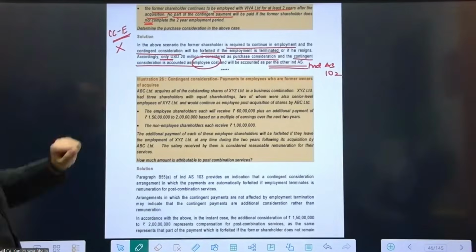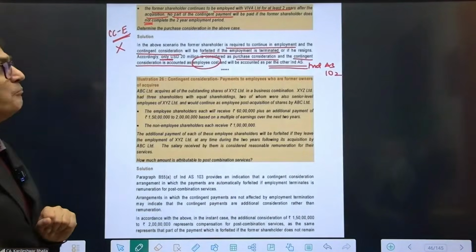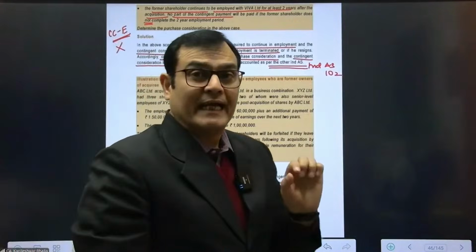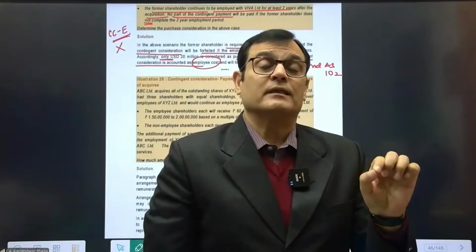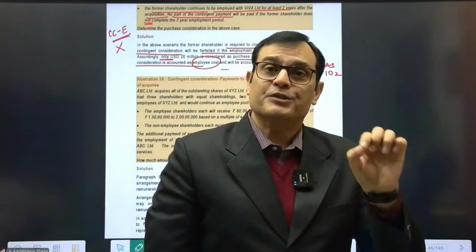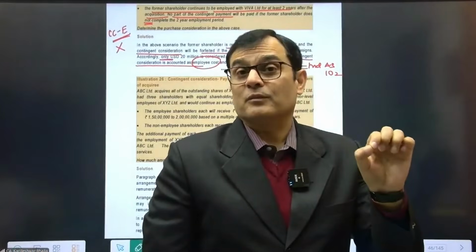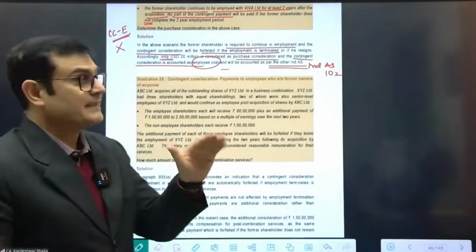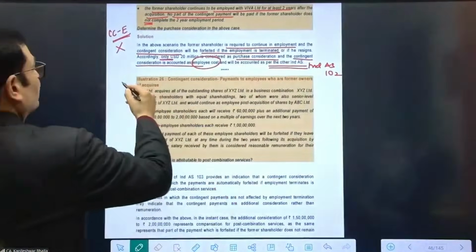That other Ind AS in this case is Ind AS 102, share-based payments. So this is a payment which is given in the capacity of the employees. So the cash consideration which you gave them, 20 million, is a part of the PC, but 2 million is not a part of PC. That is going to be a part of Ind AS 102 accounting. Great. Let's see illustration number 26.